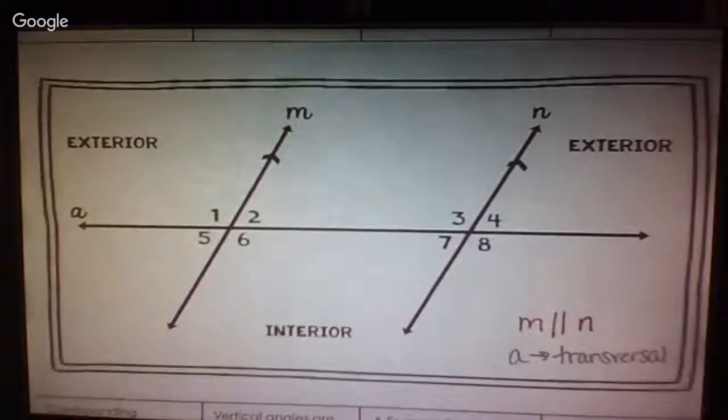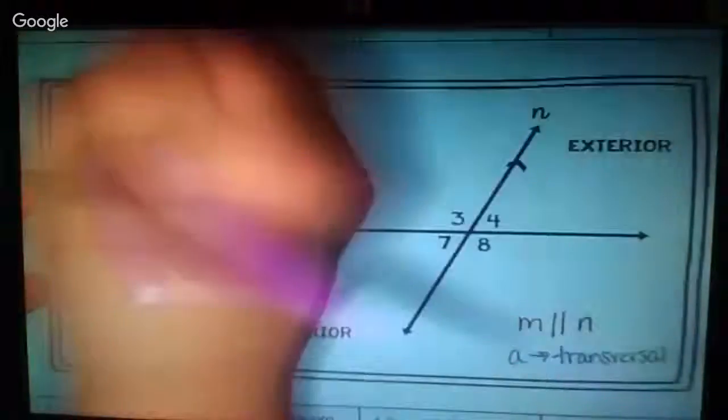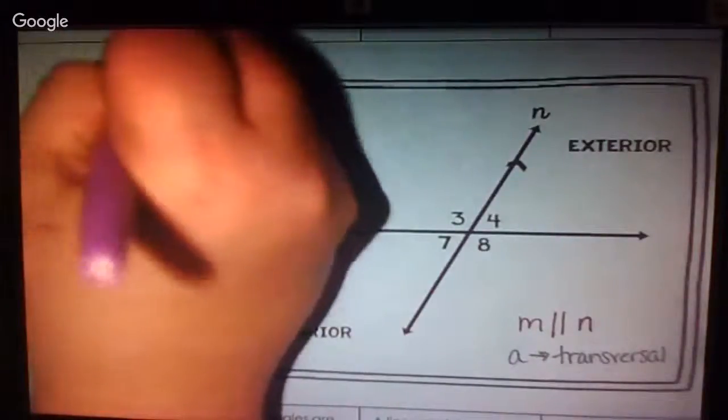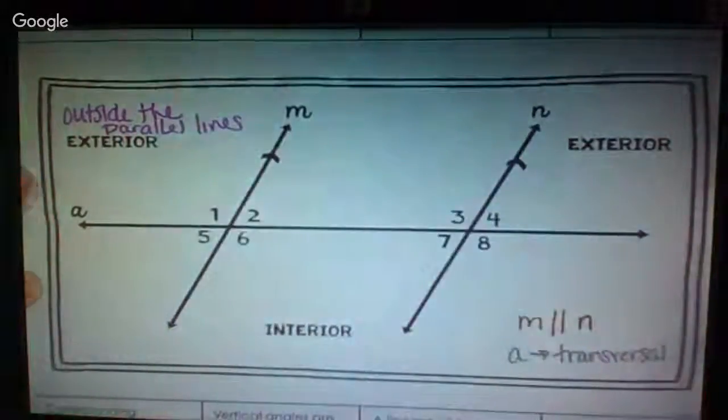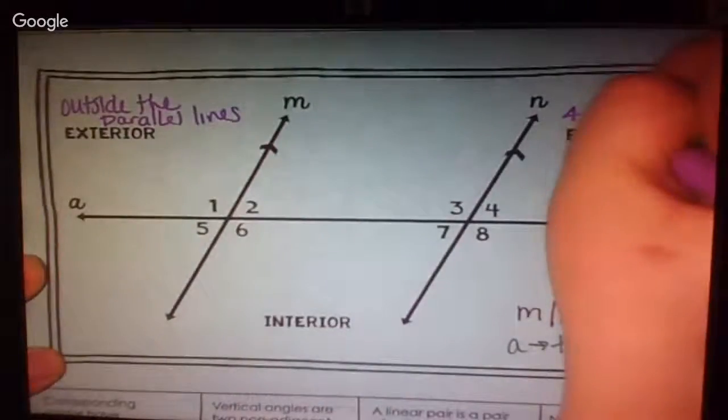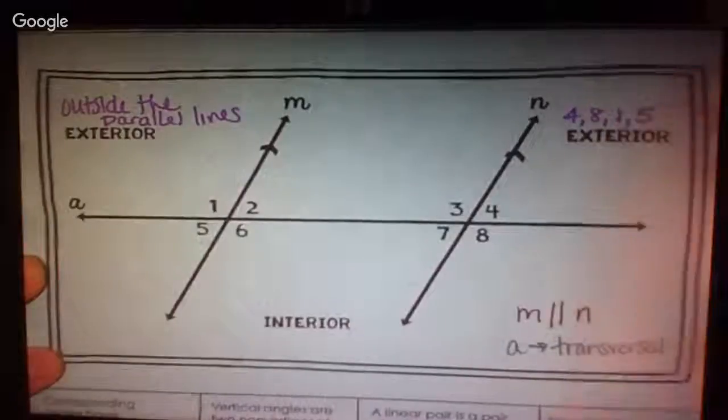There's some other words that you're going to need to remember in this section. Exterior. Exterior means we're outside the parallel lines. So, exterior is outside the parallel lines. 4 and 8 and 1 and 5 are exterior. Okay, so 4 and 8, 1 and 5 are exterior points.